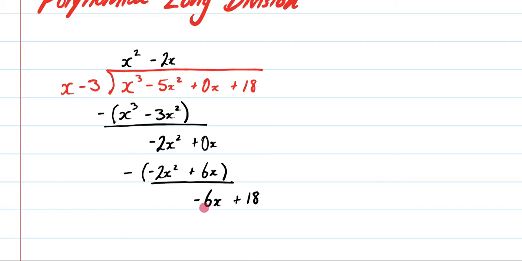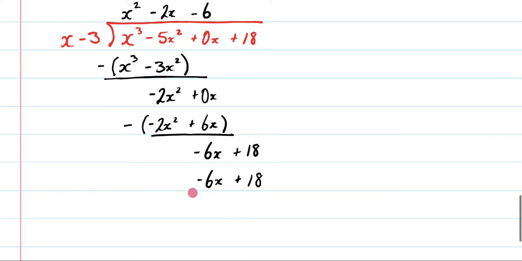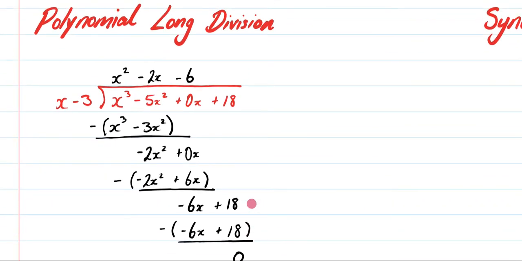How many times does x go into negative 6x? It goes in negative 6 times. Negative 6 times x is negative 6x. Negative 6 times negative 3 is going to be plus 18. The two negatives are going to cancel out. 6 3s are 18. And then I'm going to subtract. So this is going to be subtracted, and then I'm going to get 18 minus 18, I'm going to get 0 there. Now that's what we should expect, because we were told at the very beginning that this was a factor. So we said at the very beginning that we shouldn't get a remainder, and look at that, we didn't. So that means our answer is simply going to be this.